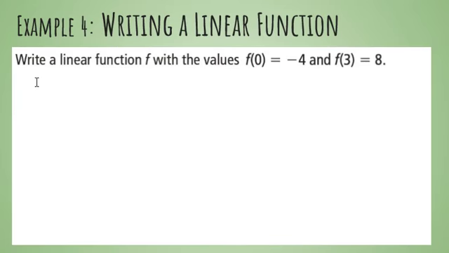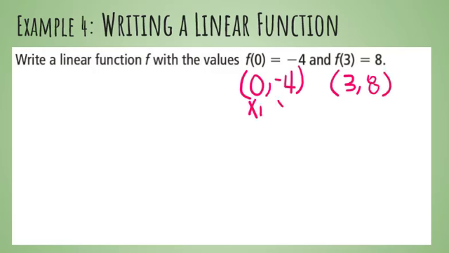Okay, so example 4, we're writing a linear function. So it's giving us our function notation. So we need to pull the points out of here. So when I have f of 0 equals negative 4, that's giving me the point 0, negative 4. And then when I have f of 3 equals 8, that's giving me the point 3, 8. So I have my x1 and my y1 and my x2 and my y2.